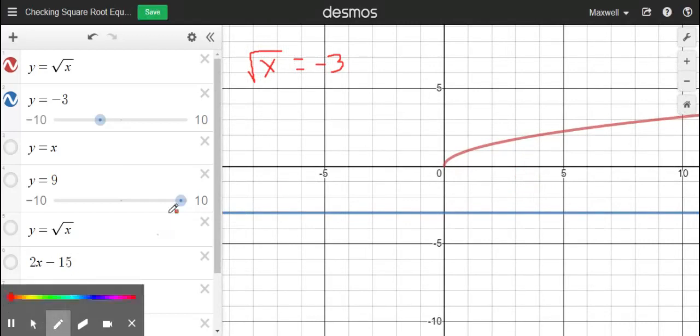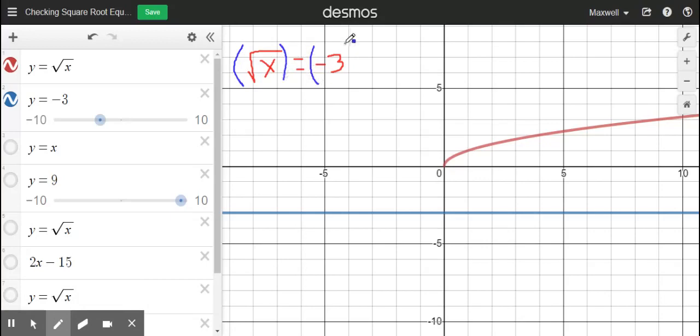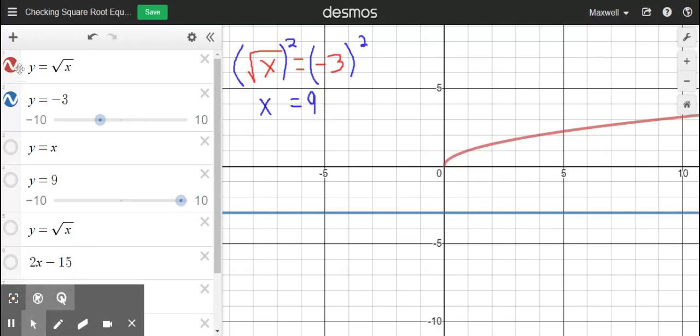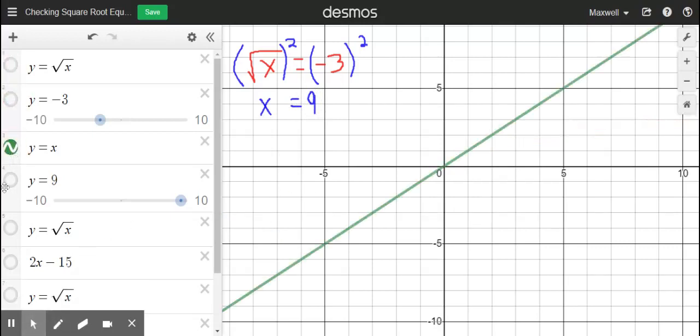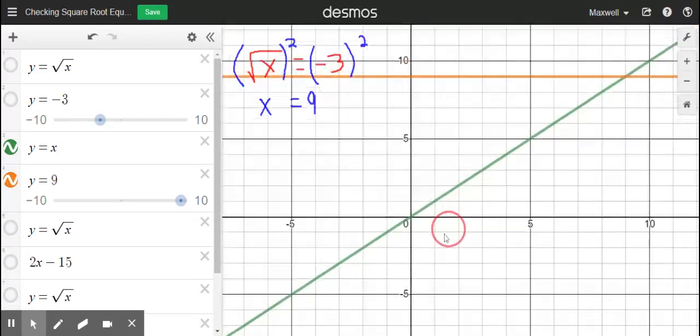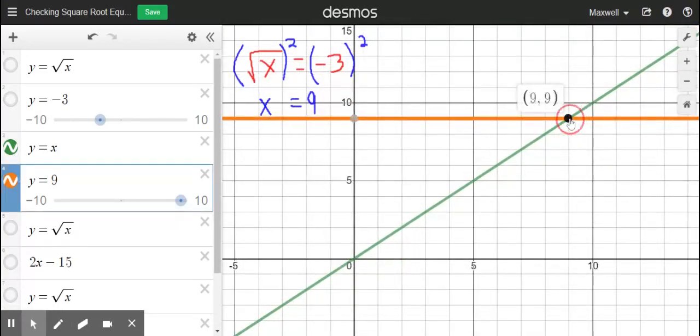But if we were to square both sides, and that would look something like this, well, then we would get the result that we have in these two rows, x and 9. So we would have x being equal to 9. If you wanted to graph those two parts and see where they intersect, we could see that y equals x and y equals 9 are going to intersect right up here at 9. So that, in theory, should be the answer, but it doesn't work in our original equation.